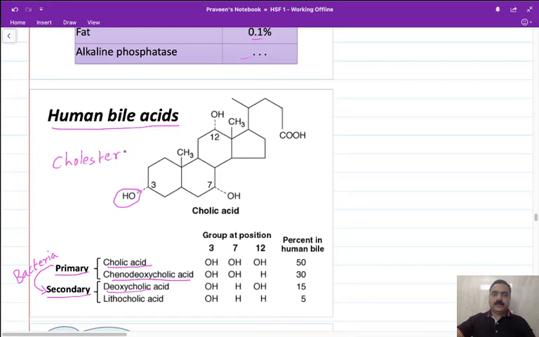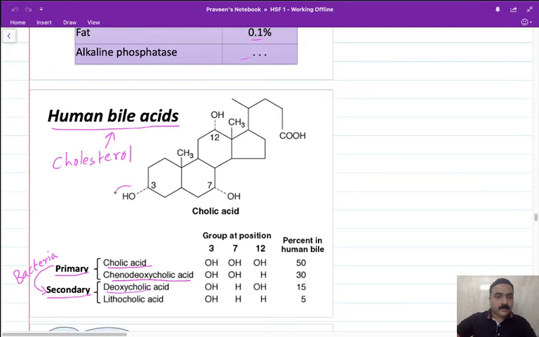Okay, this is synthesized from cholesterol. The bile acids are synthesized from cholesterol, where the hydroxyl group on the third position is already present. But during the conversion of cholesterol to a bile acid like cholic acid, the liver adds an additional hydroxyl group to the 7th position, another hydroxyl group in the 12th position, and a carboxyl group to the end.